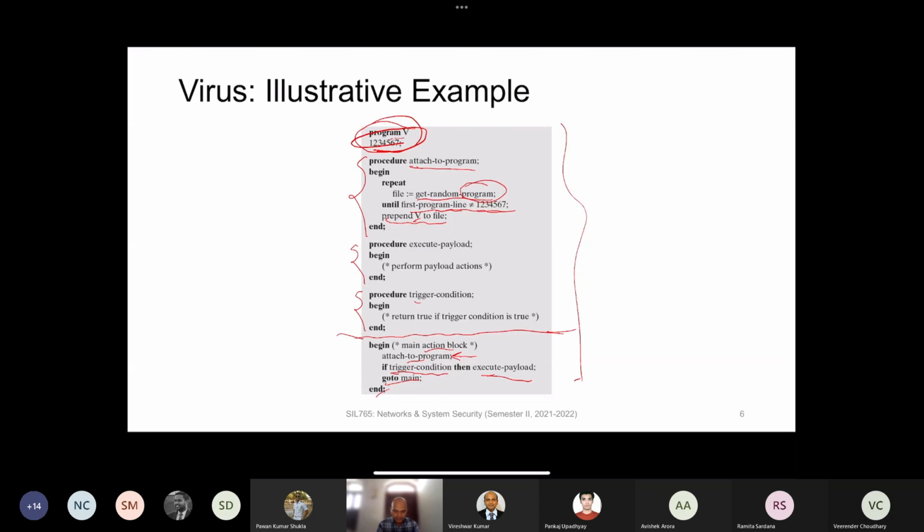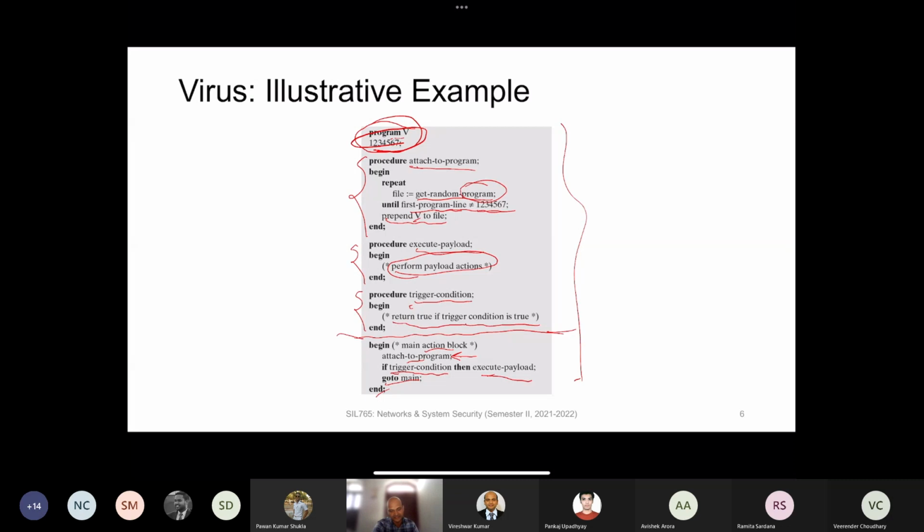Then we should look into the trigger condition. You could define any trigger condition. As I said, it could be based on time, it could be based on a certain program or anything. And then it will have some execution program as well, which means that if the virus code is triggered, then you go ahead and do something. So this execute payload is where you execute some instructions.